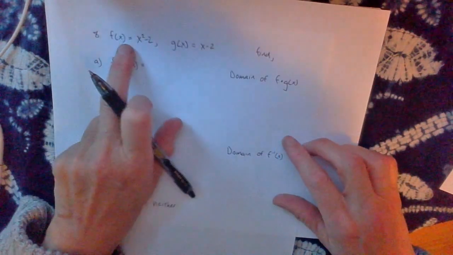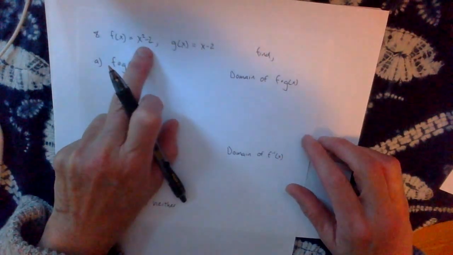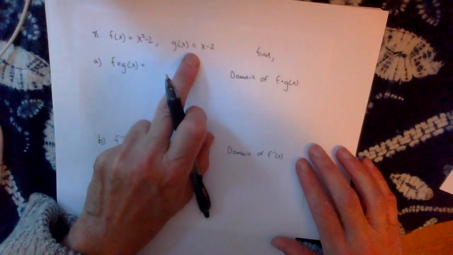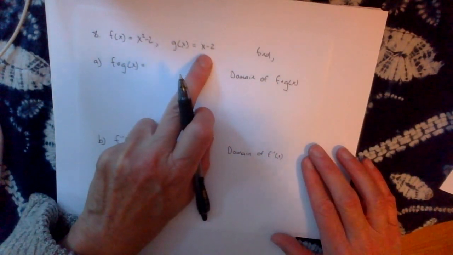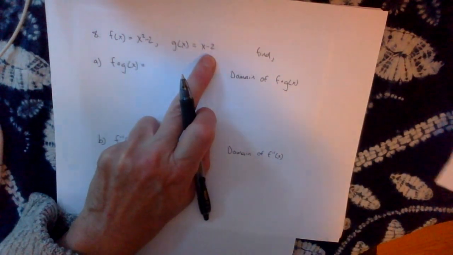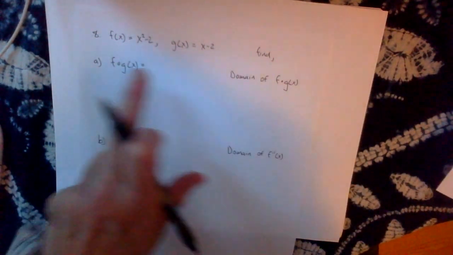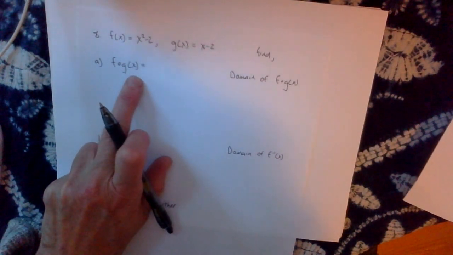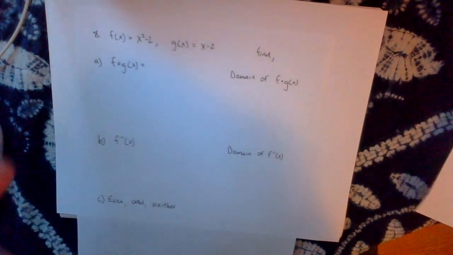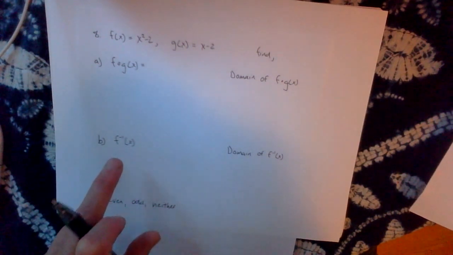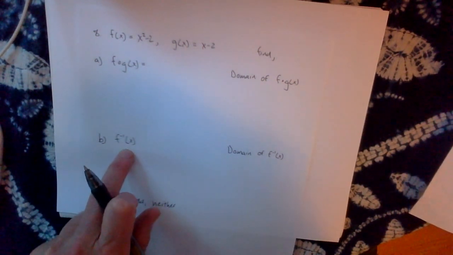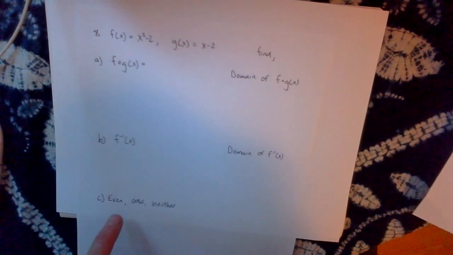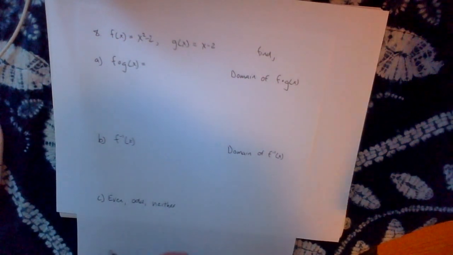Number 8. Given a function f of x is x squared minus 2, that's a parabola, moved 2 down, and g of x equals x minus 2, that's a line, also moved 2 down. Find the composition f composed with g of x, or f of g of x, and tell me its domain. Tell me the inverse function, f to the negative 1 of x, and its domain, and tell me whether the functions are even, odd, or neither.